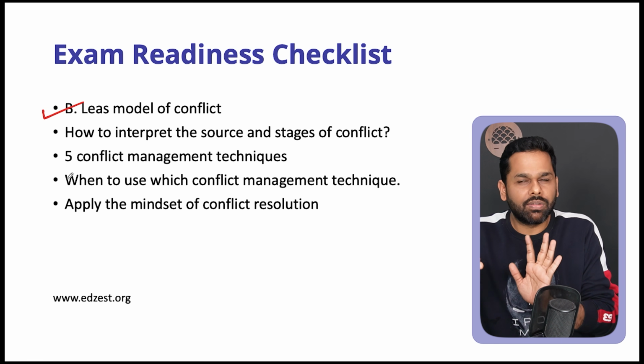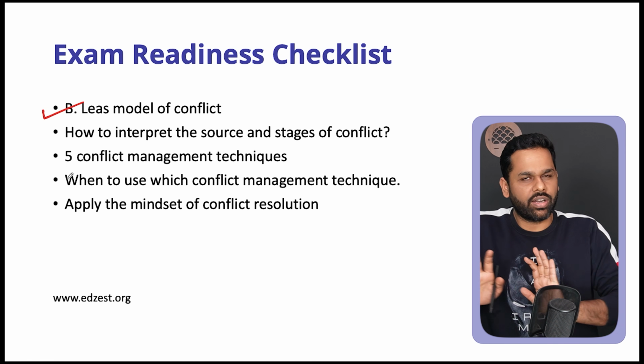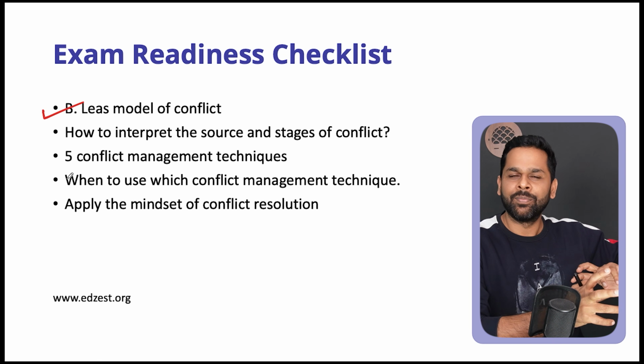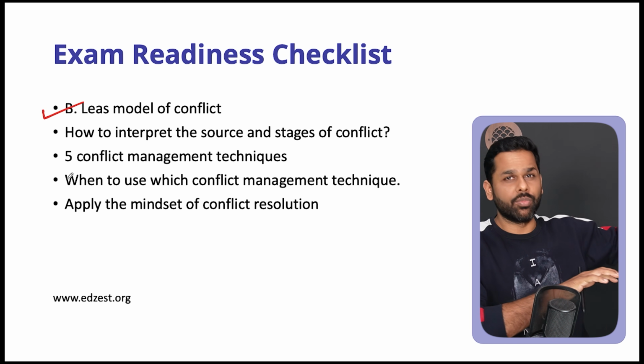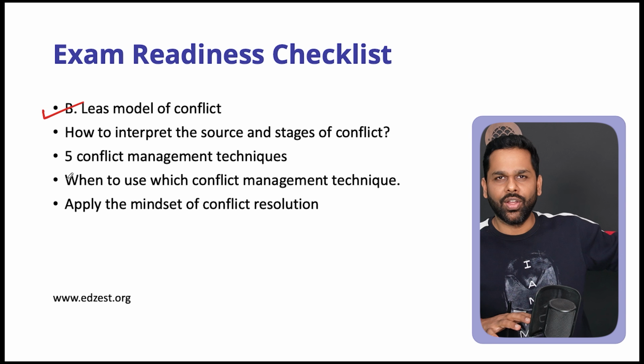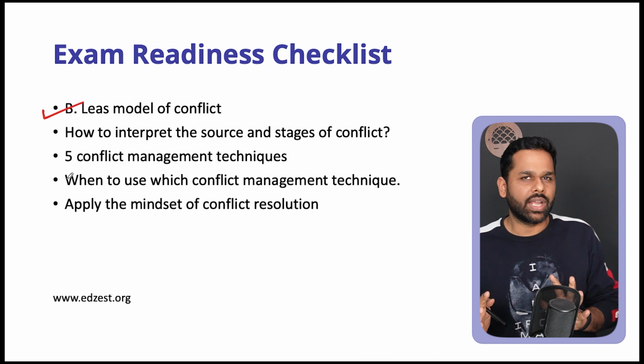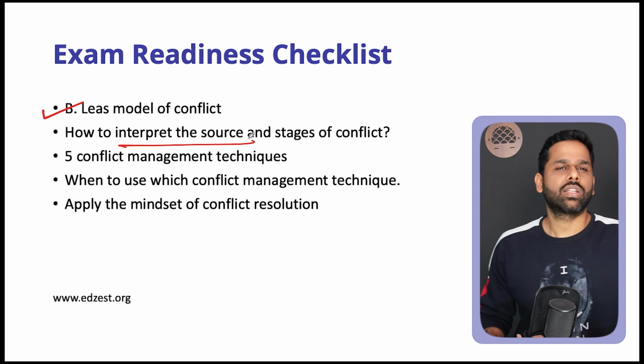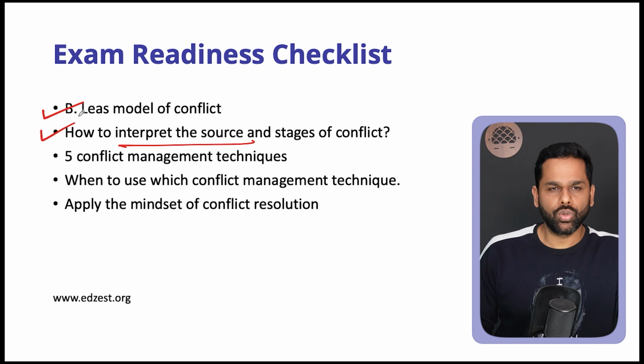Why? Because it will tell us, should we get involved, should we not get involved, should we bring any other party to involve, should we rearrange the assignments, should we remove the team members from one another. Okay, so what type of decisions you will be able to take? You will be able to take them only if you have understood the source and stages of conflict, right? So those are the two things that you should know.